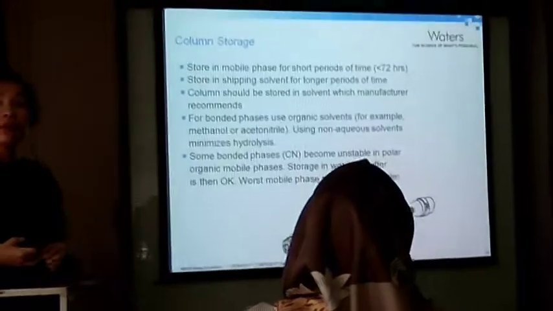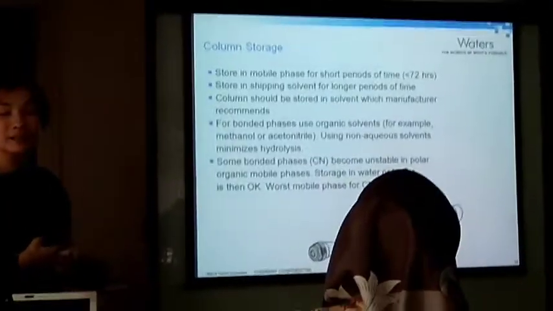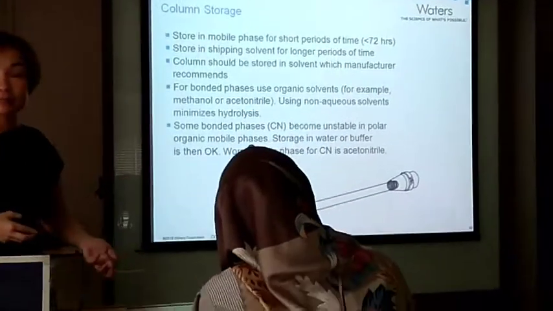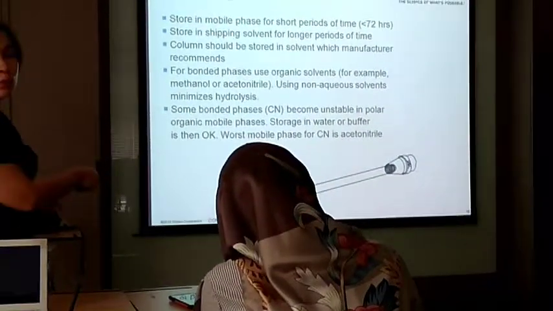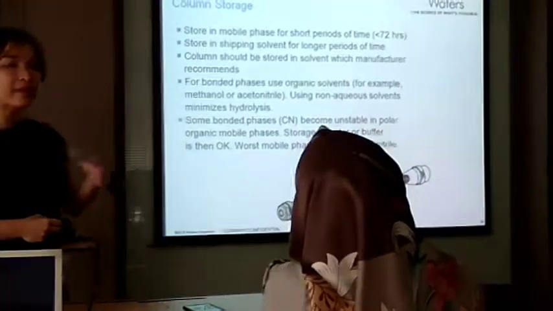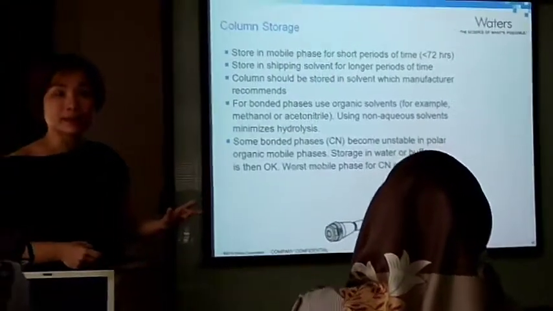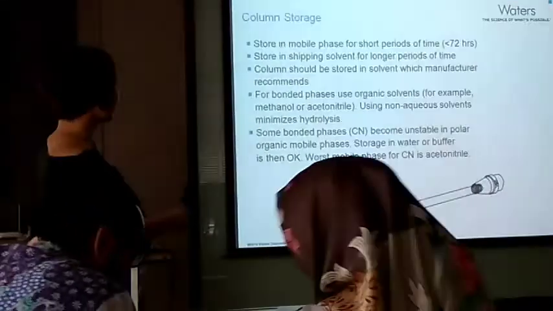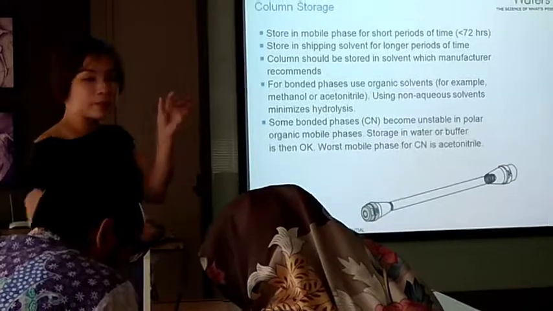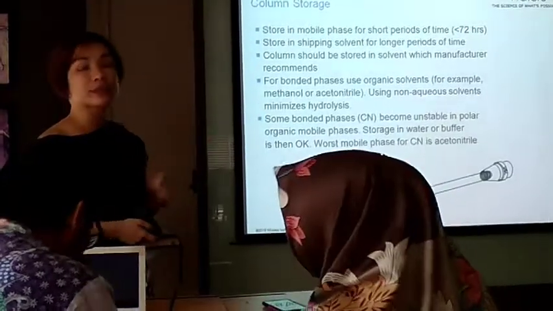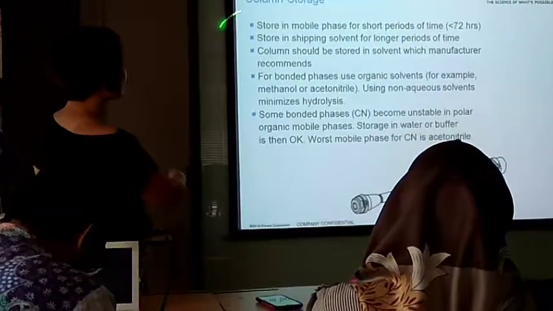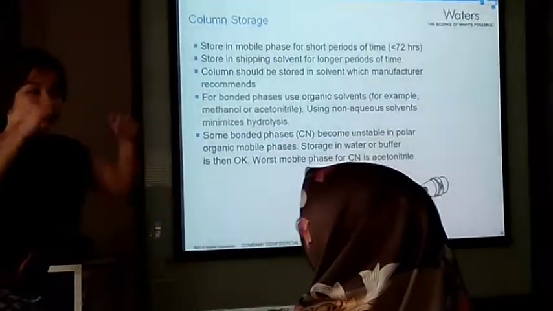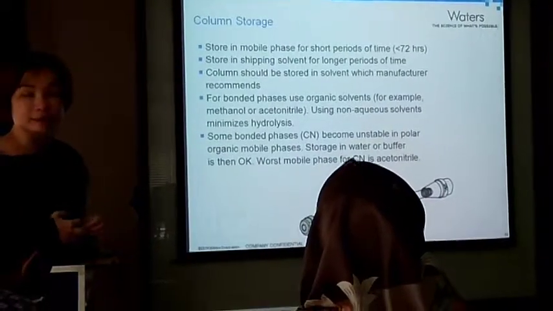So for column storage, how should you store your column? A lot of customers also ask us this. For a column that you are going to use every day, you can store it in mobile phase, no problem. But ideally, if it's in high salt buffer, you should flush it out and keep it in water methanol. For storage for a short period, less than 3 days, yes, you can store it in mobile phase. But if you're going to store it for a longer time, like 1 week or 1 month, this column should be stored in shipping solvent.